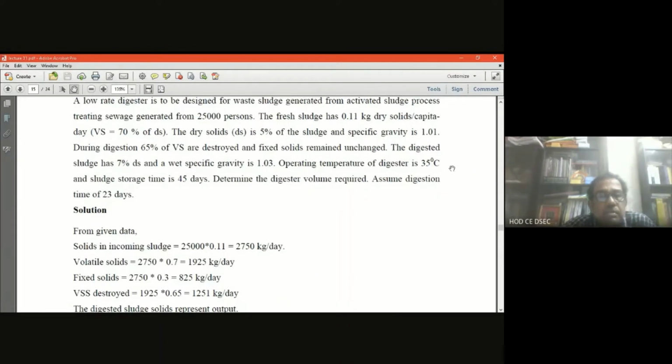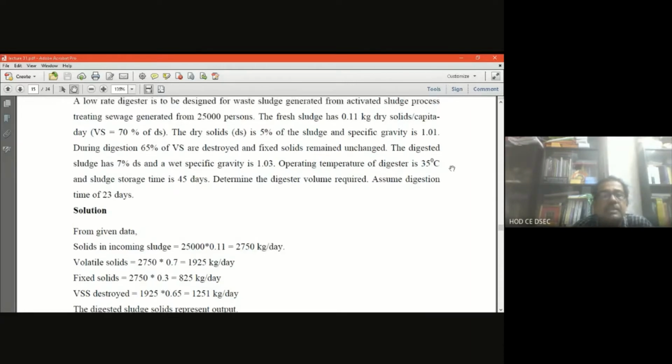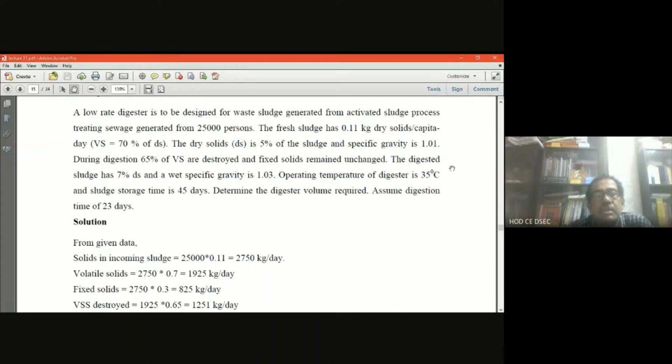What is the fixed part? The fixed part of the solid is 2750 into 0.3, because 100% minus 70% volatile, that is 30%, is the fixed. So the fixed solid is 825 kg per day. Now the volatile suspended solid destroyed is also given in the question. During the digestion process, some solids are destroyed. It is given that 65% of VS are destroyed during digestion.